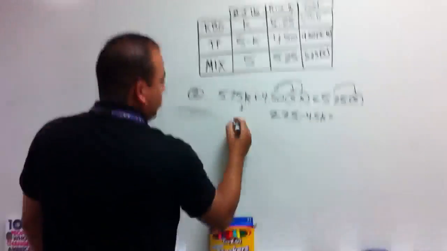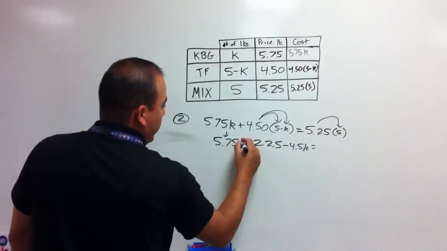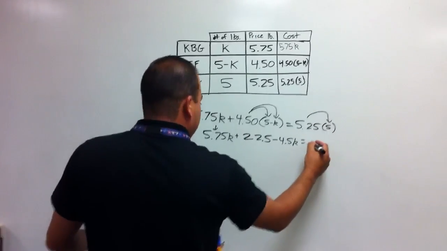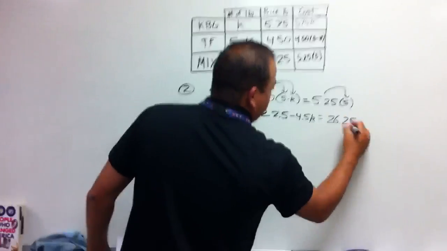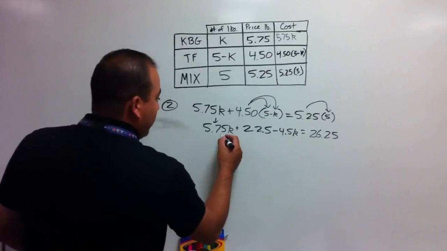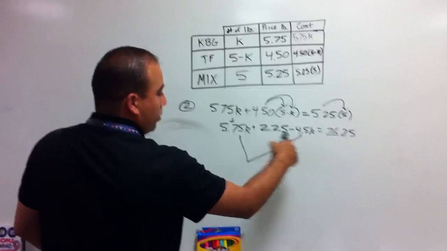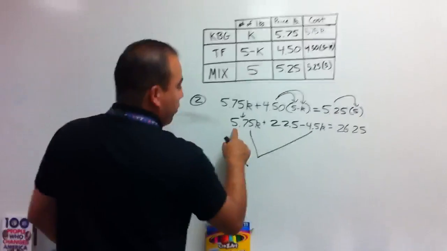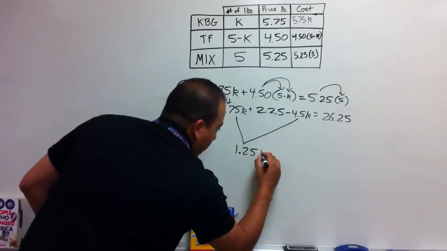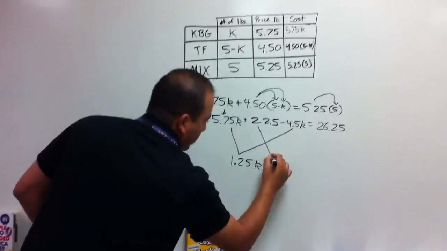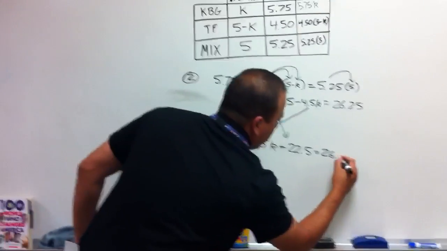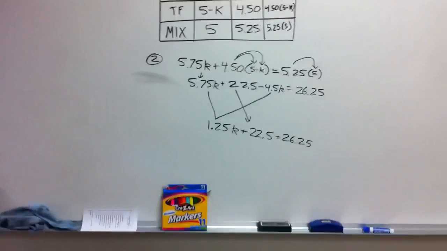And I'm going to bring this part down too. This part has nothing to do with this section right here. 5.25 times 5 is going to give me 26.25. And now I'm just going to simplify. So I'm going to take this 5.75K and add it to the like term, or subtract it, because it's a subtraction right there. So 5.75K minus 4.5K is going to give me 1.25K. Plus this right here, 22.5 equals 26.25.